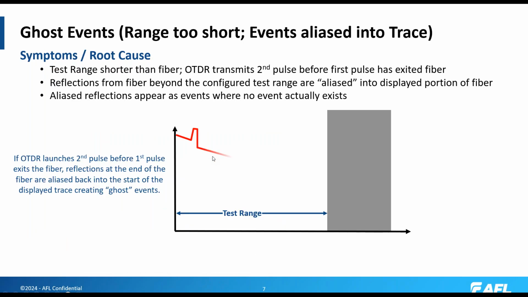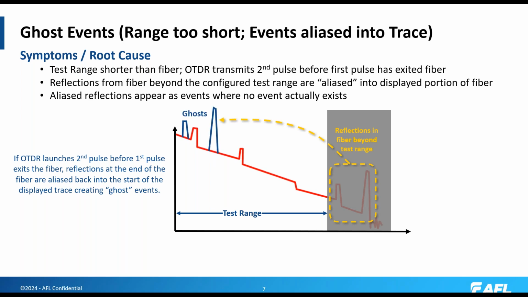Ghost events. So sometimes people are confused about the difference between an echo event and a ghost event. An echo event is a re-reflection. A ghost event occurs when you've selected a test range that is shorter than the network under test, and there are some large reflections in the rest of the network beyond the range that you've selected. In this case, those large reflections get aliased back into the start, and you'll see them appear as spikes in your trace at a location where there are no events.